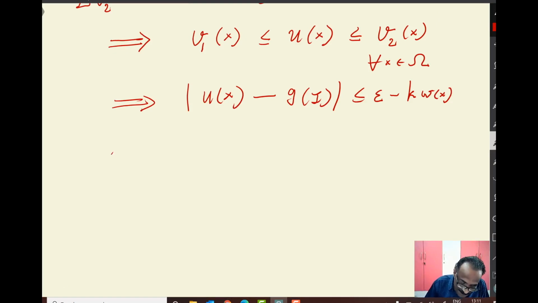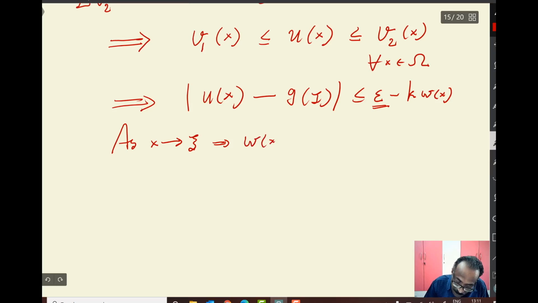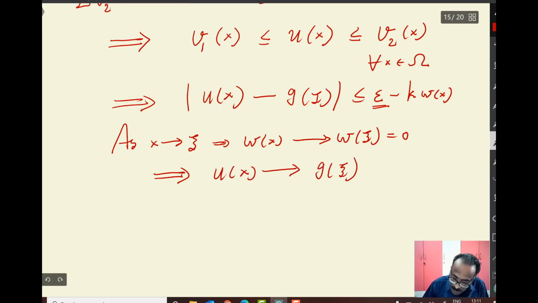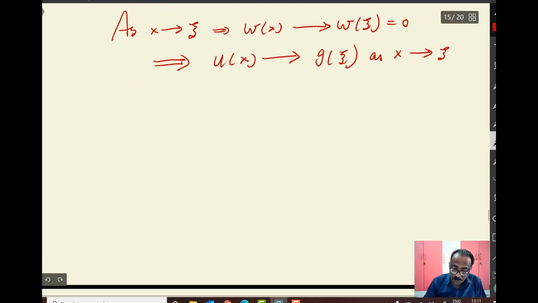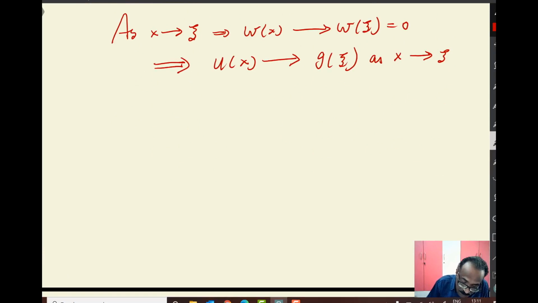Now look at it, as x tends to psi, epsilon is arbitrary, and wx goes to w psi, which is 0, as wx goes to w psi. That is equal to 0, that implies ux converges to g psi, and that's what you want to be proved as x tends to psi. So thus we have proved the boundary value thing.